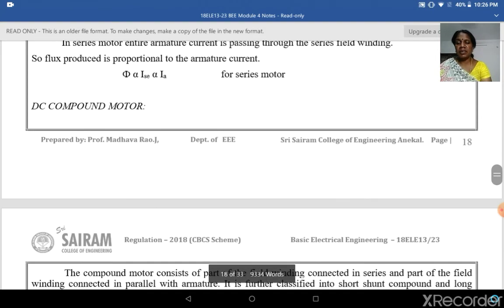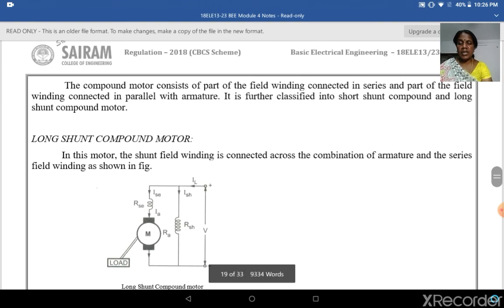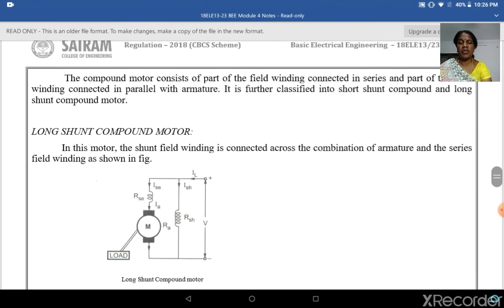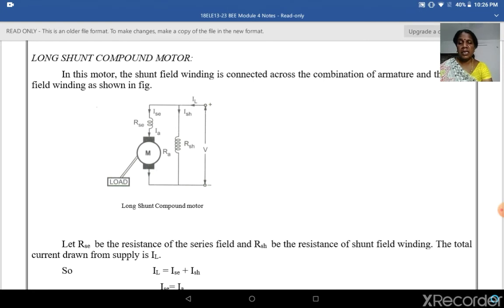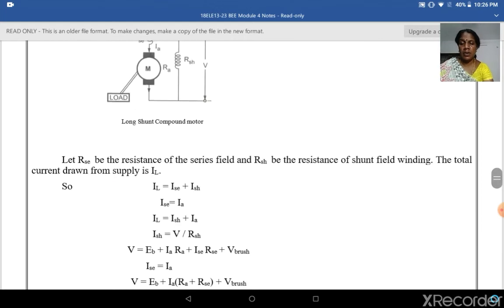In a series motor, the entire armature current passes through the series field winding, so the flux produced is proportional to the armature current. For the DC compound motor, part of the winding is connected in series and part of the winding is connected across the armature, so both series and shunt connections are available. When the shunt is connected across the series winding plus the armature, it is called the long shunt. When it is shunted only across the armature, it is called the short shunt. What is shown here is the long shunt.